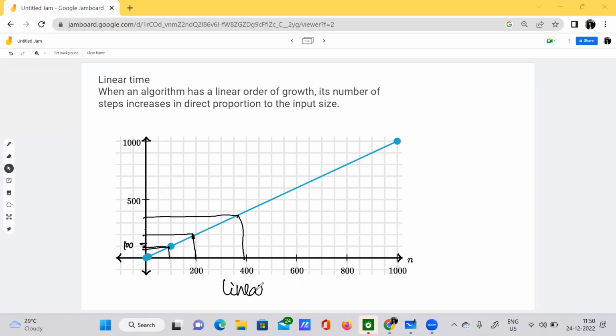On the x-axis, it will have linear order of growth. On the y-axis, it will have input size n. So this is directly proportional to the input size. Whatever the input size is, it will increase in a directly proportional way. For the input size 500, it will increase 500 times of my linear order of growth. So this would be the scenario.